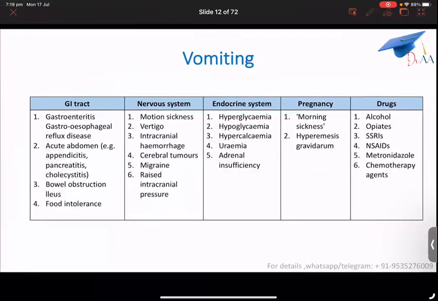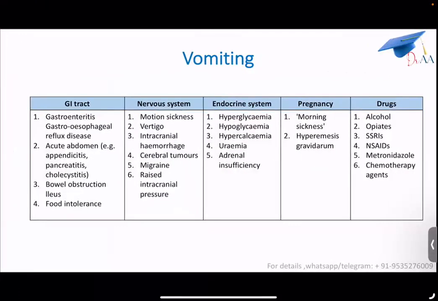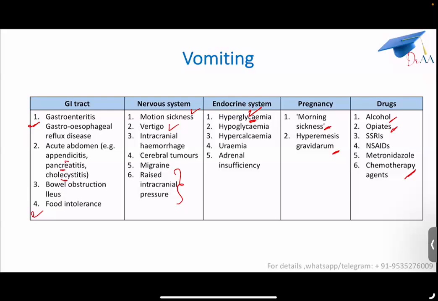Various causes, as I said, it can be because of any acute abdominal conditions like pancreatitis, cholecystitis, appendicitis, or gastroenteritis, intolerance to food, CNS symptoms, especially when there is increased intracranial pressure, or because of vertigo, motion sickness also. Endocrine, especially a patient with diabetic ketoacidosis, hyperglycemia. Pregnancy, morning sickness, when it becomes very bad, then we call it hyperemesis gravidarum. Or drugs like alcohol, opiates, chemotherapy, they can trigger vomiting.